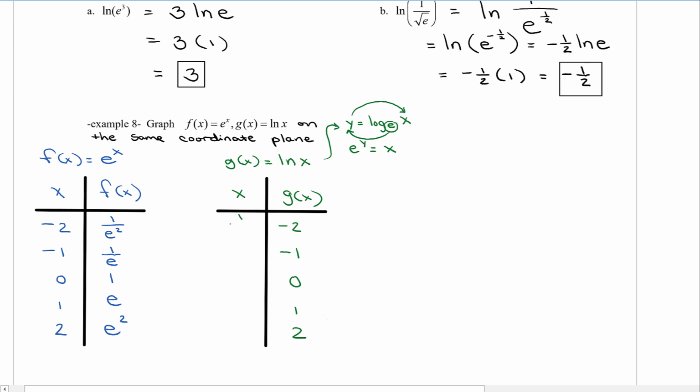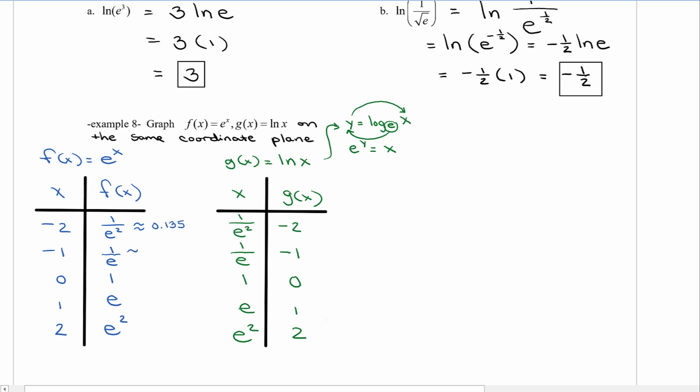And because we already mentioned that these are inverse functions of each other, I'm just going to copy these values down under the x column for g of x. So since g of x is the inverse of f of x, the ordered pairs for g of x are going to be the following: 1 over e squared, comma, -2; 1 over e, comma, -1; 1, comma, 0; e, comma, 1; e squared, comma, 2.